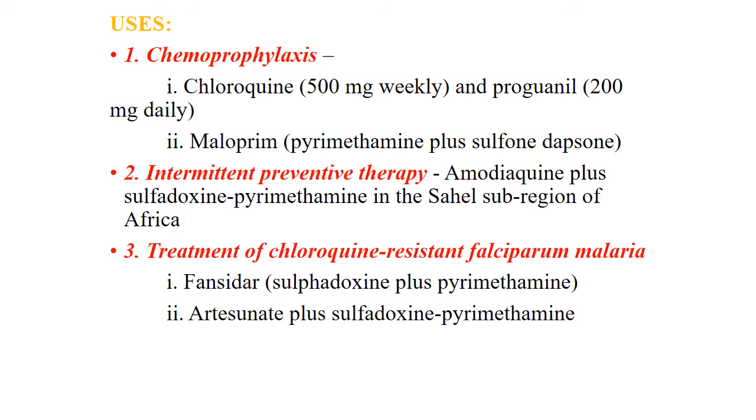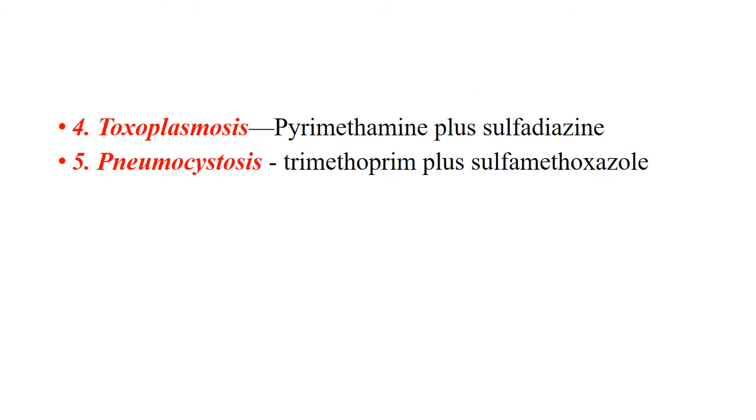intermittent preventive therapy. And it's also used for the treatment of chloroquine-resistant falciparum malaria, like Fansidar, sulfadoxine plus pyrimethamine, or artesunate plus sulfadoxine-pyrimethamine. In case of toxoplasmosis, pyrimethamine plus sulfadiazine is used, and in cases of pneumocystosis, trimethoprim plus sulfamethoxazole is used.